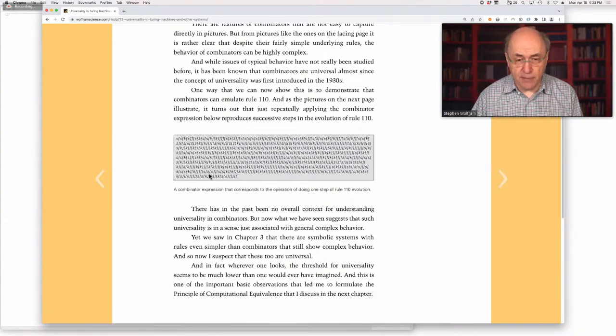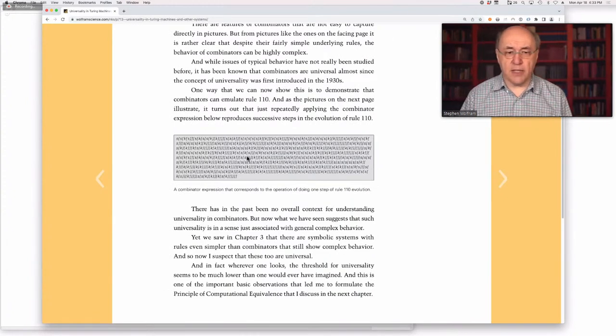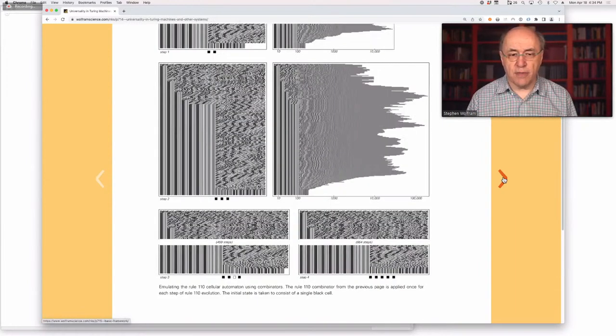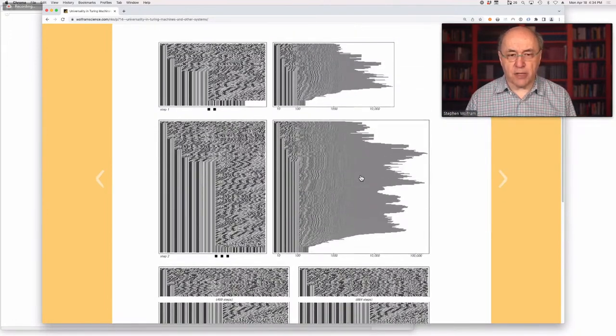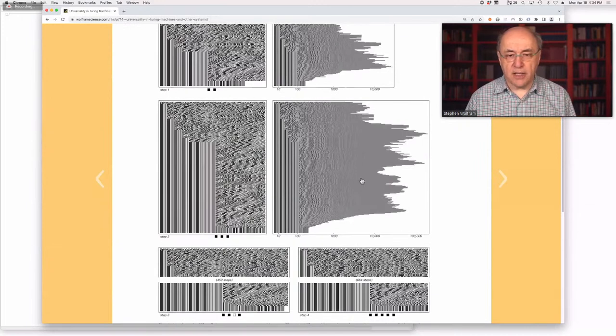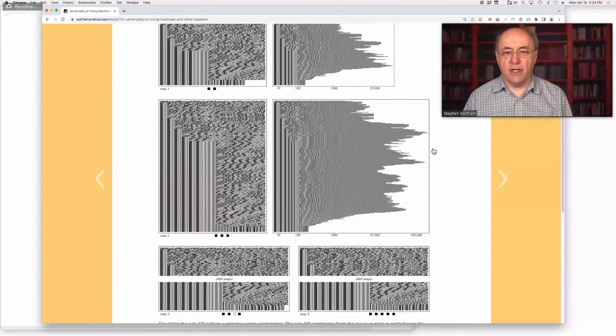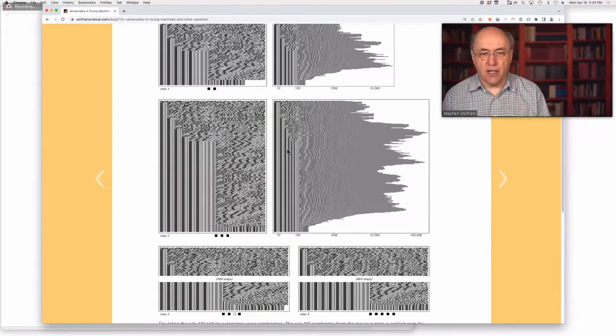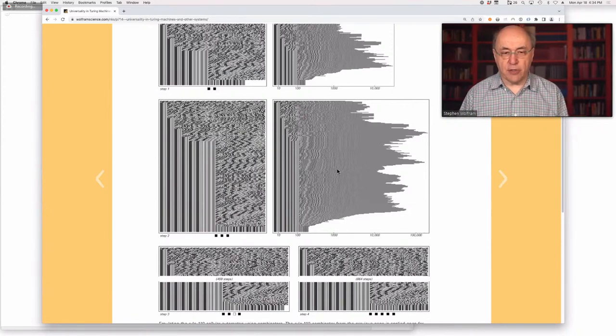This is showing that combinators can emulate rule 110. This is a combinator that does one step of rule 110 evolution. This is the actual process of that combinator doing rule 110. And it's kind of messy. It takes a lot of effort. It's running the combinator, and this is a representation of the combinator expression. It's grinding around for a while, and eventually, with a particular evaluation order, the combinator expression halts in the next state of rule 110.